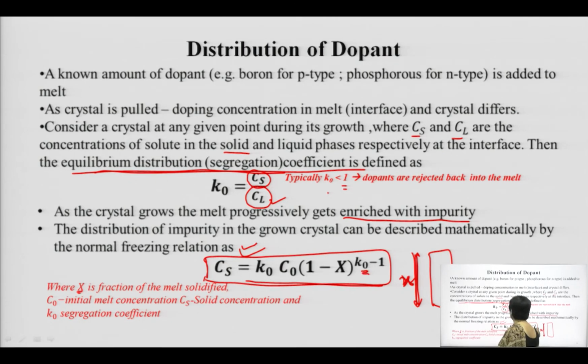Now, this K0 is nothing but the ratio of impurities in the solid and liquid, and therefore the ratio is equally important, which is deciding the growth of the silicon ingot from the molten silicon. Here I told you already, C0 is the initial melt concentration, Cs is the solid concentration, and K0 is the segregation coefficient, which we have studied already.